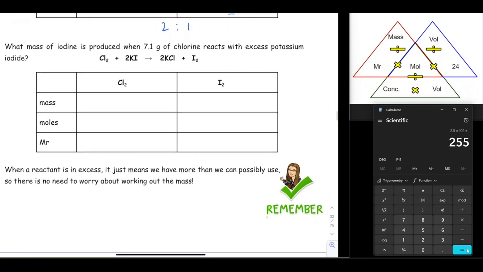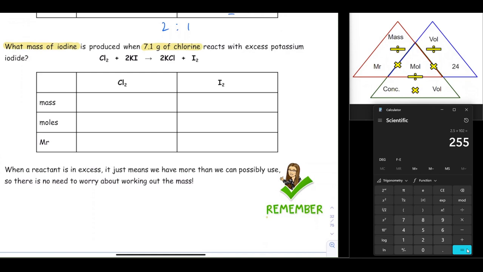Okay, what mass of iodine is produced when 7.1 grams of chlorine reacts with excess potassium iodide? Remember, if we see the word excess, we know we can just ignore the amount of potassium iodide that we've got because we've got way more than we can actually use. So in this case, we don't need to look at the potassium iodide. What we need to do is find out what mass of iodine is produced when 7.1 grams of chlorine reacts. So the information about excess potassium iodide is a moot point.